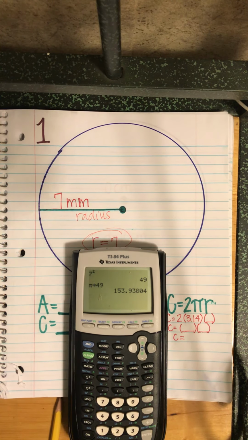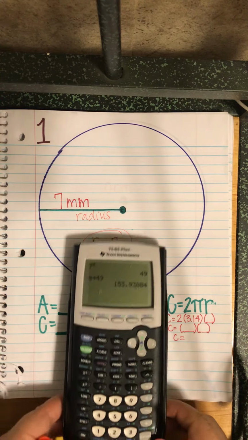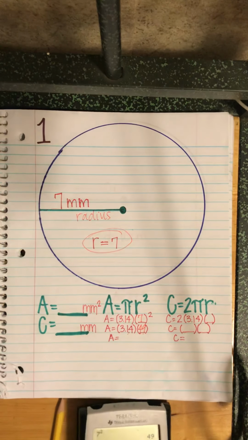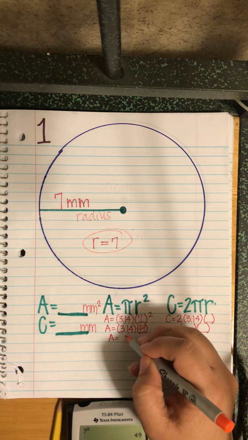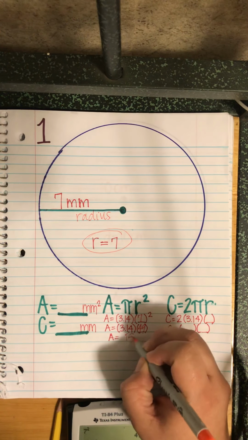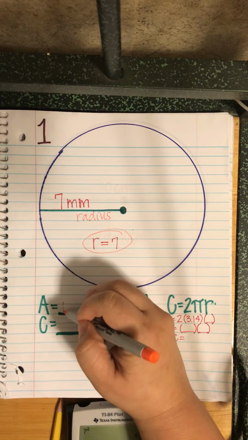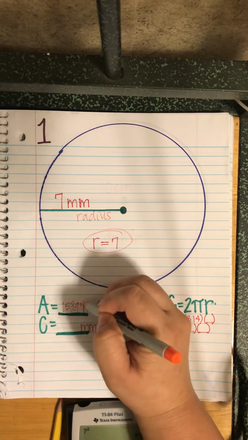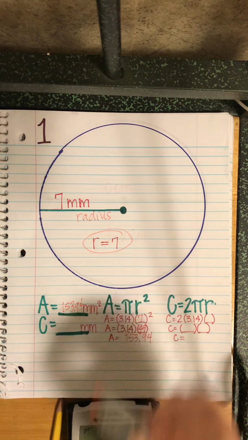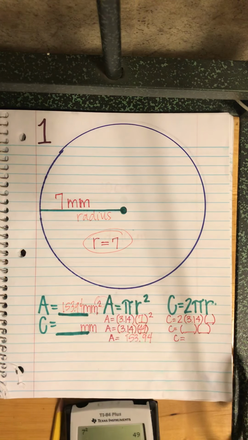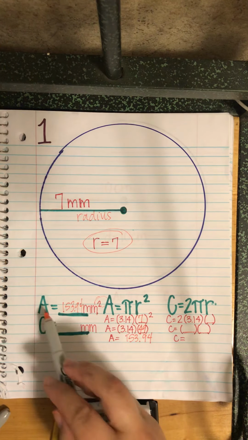153.93. You always want to round it, so you just want to have 2 decimal places there. So for that, we know that the answer is 153.94. So here we're going to put 153.94 millimeters squared. You're always going to add that squared to the end when you're working with area.